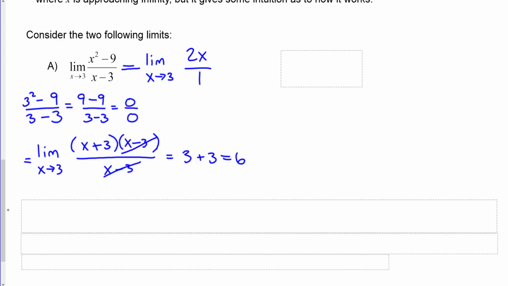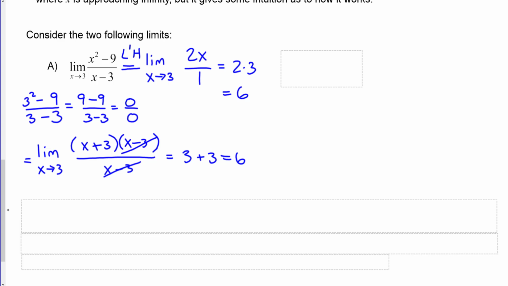And generally, to indicate that we use L'Hopital's rule from one step to the next, we put a little L'H over the equals sign, just to indicate how we're supporting the work that we did. Now, 2x over 1, if I plug in 3, becomes 2 times 3, which is 6.